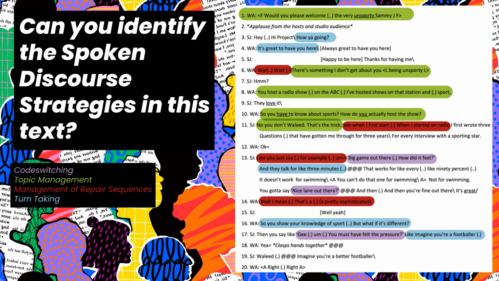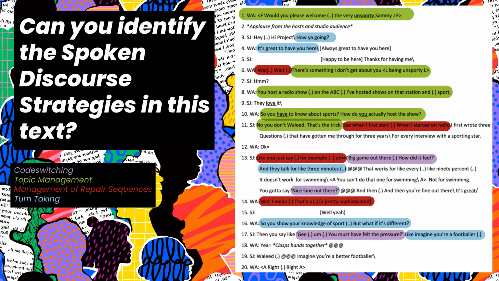In green, we've got our examples of topic management. So on line 1, we can see Waleed Ali really clearly initiate the topic of Sammy J. With that imperative, would you please welcome the very unsporty Sammy J? Here, using the imperative to signal to the audience that they need to welcome Sammy J, the audience then infer that they need to start clapping, but also using this imperative to signal to the audience who is going to be on this episode of The Project.